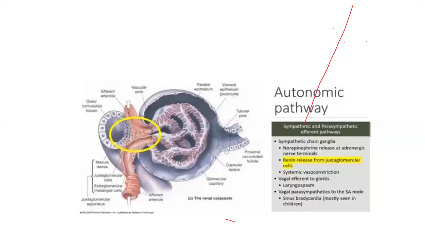The sympathetic chain ganglia, particularly the efferents, lead to norepinephrine release at the adrenergic nerve terminals, as well as renin release from the juxtaglomerular apparatus. Now, all this will result in vasoconstriction and an elevated blood pressure and heart rate. The vagal efferents to the glottis will result in laryngospasm, especially in the infant and the neonatal group. And the vagal parasympathetic to the sinoatrial node will result in bradycardia, which is mostly seen in children.